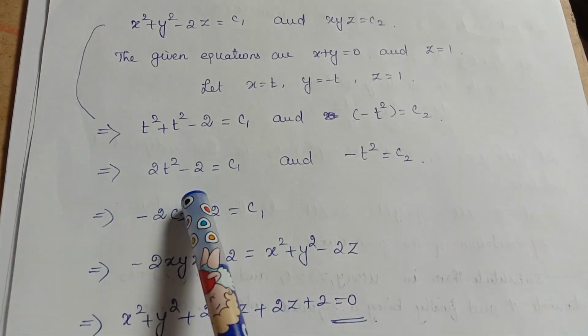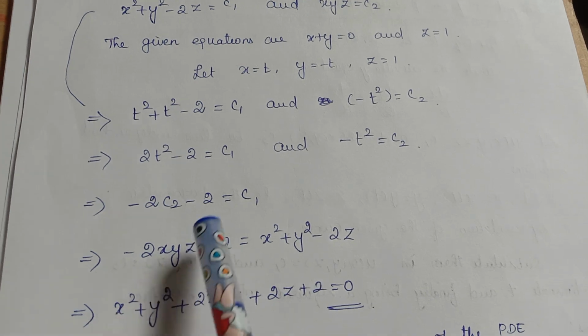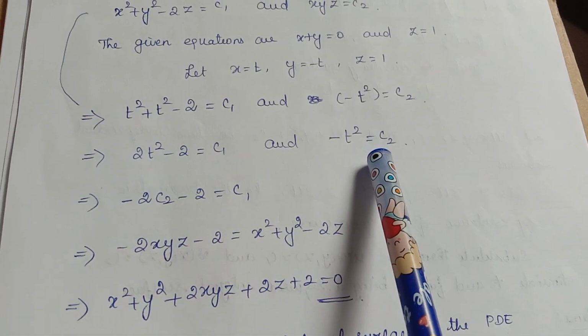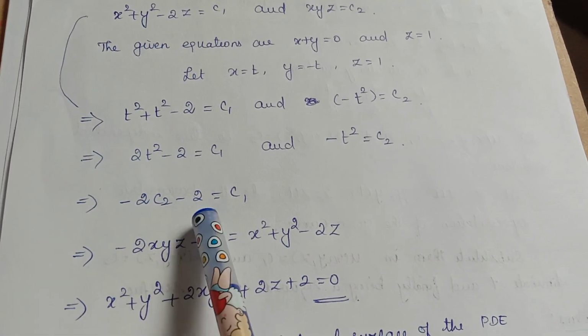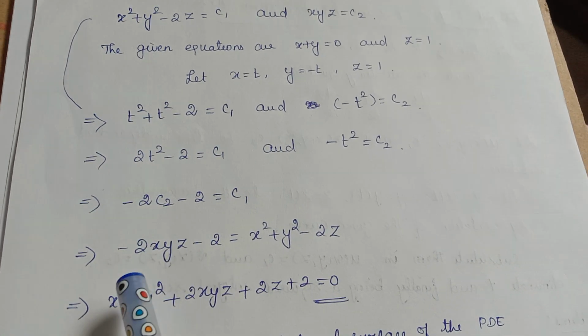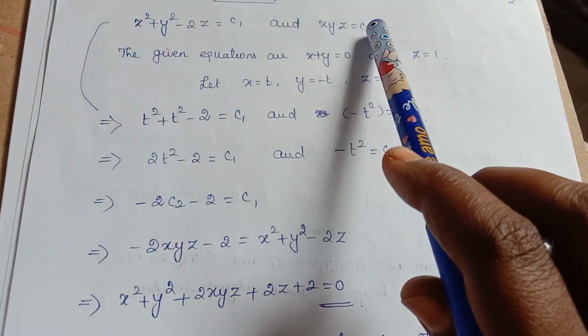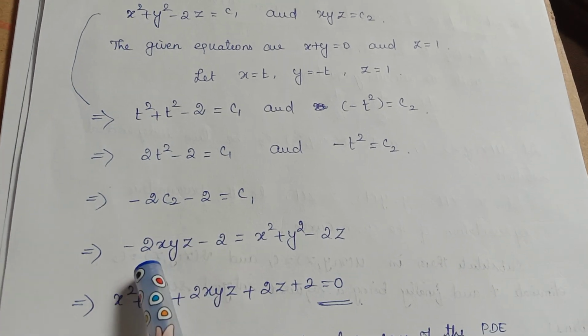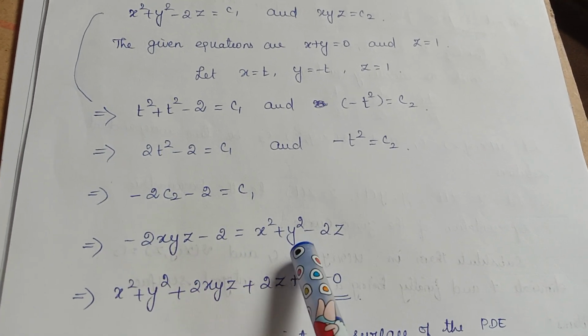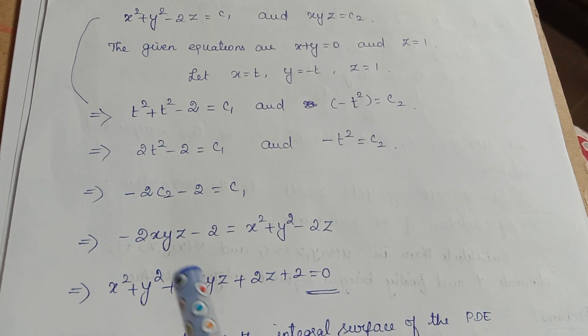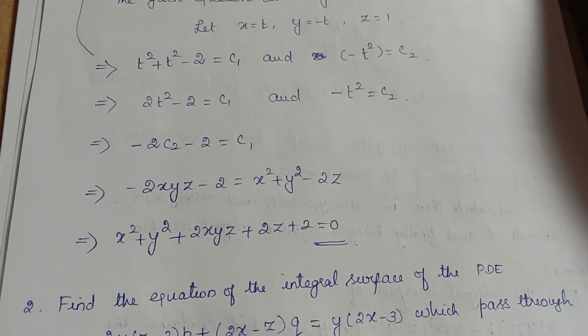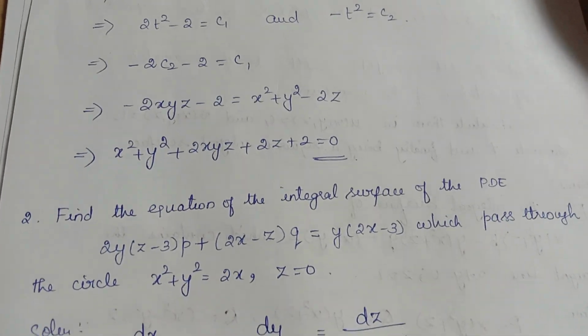And from here, 2t square minus 2 equal to c1. So instead of this t square you substitute minus c2: minus 2c2 minus 2 equal to c1. Or simply, the c1 and c2 values you substitute from this equation. So minus 2xy minus 2 equal to x square plus y square minus 2z. So this is the solution of the given system. That is the integral surface.